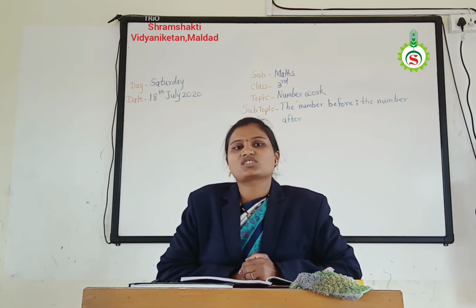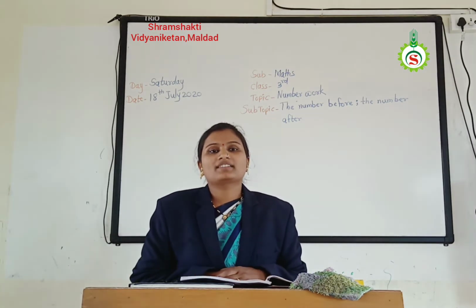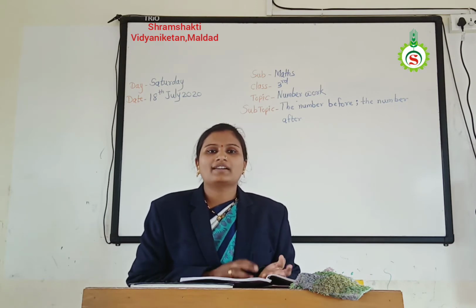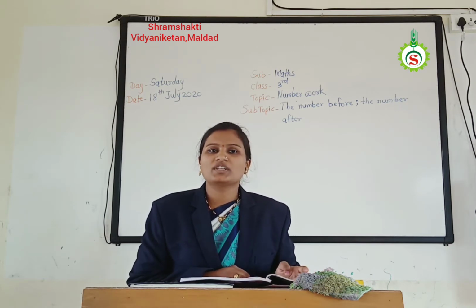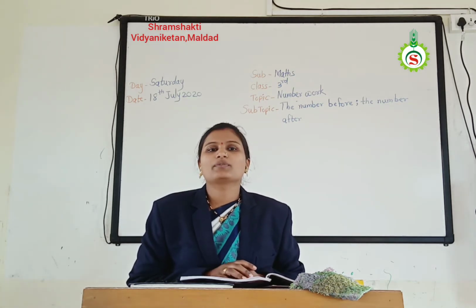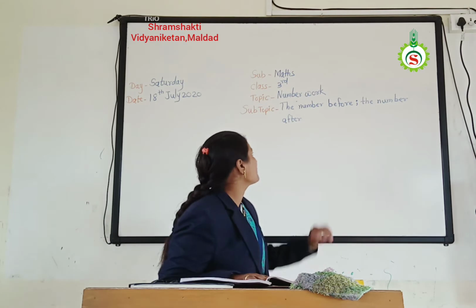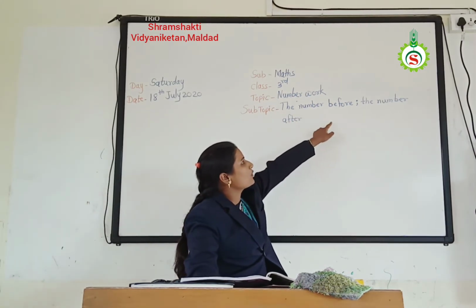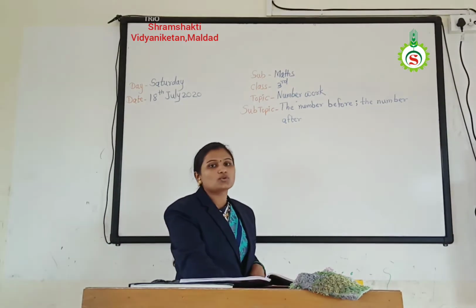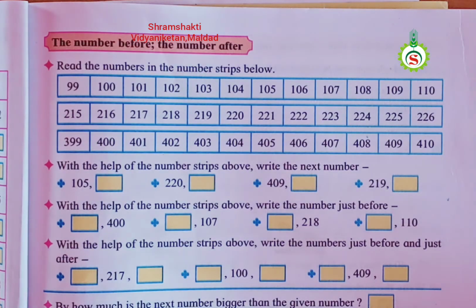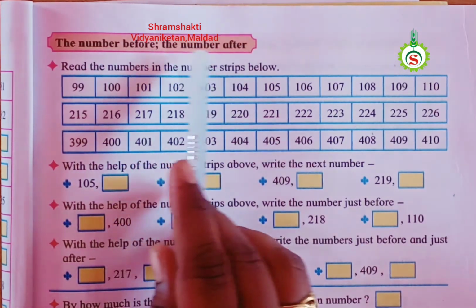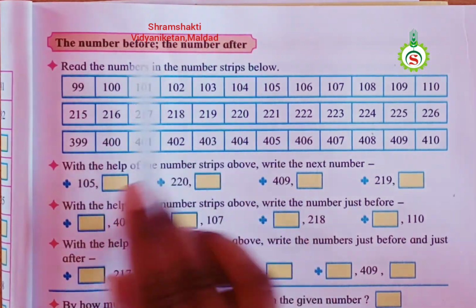In the previous lecture, we learned how to make a 3-digit number, then change the places of the hundreds place, tens place, and unit place to make a new 3-digit number. Correct? Today we will learn the next topic, the number before, the number after. See the book. Which topic is this? The number before, the number after.